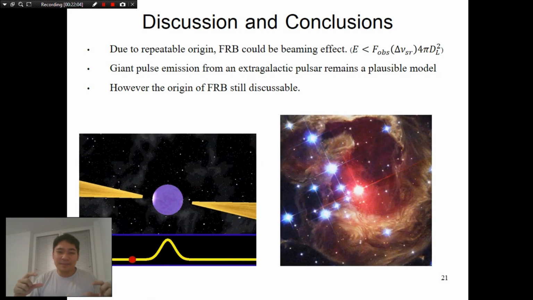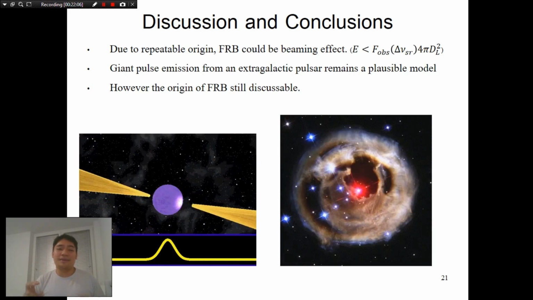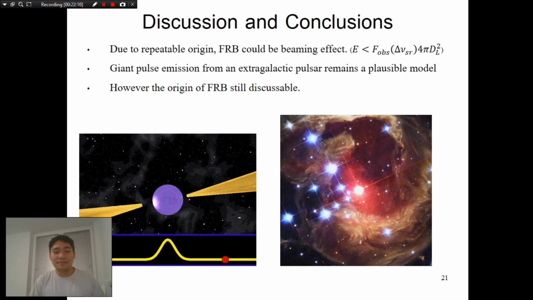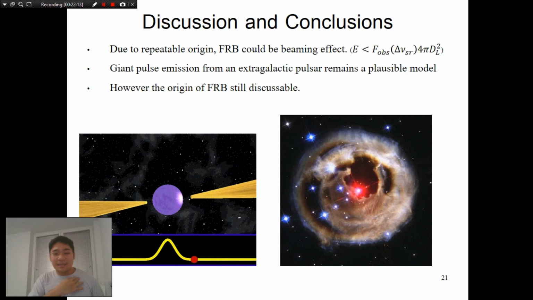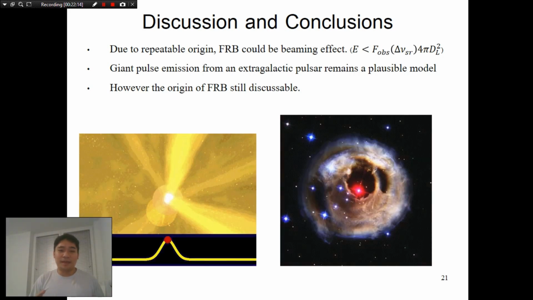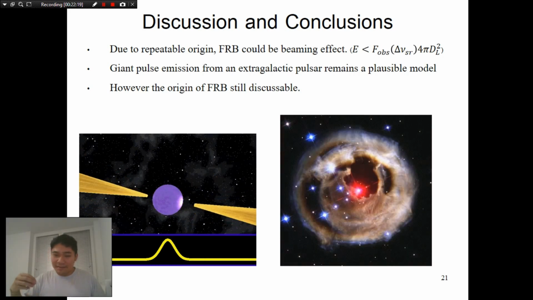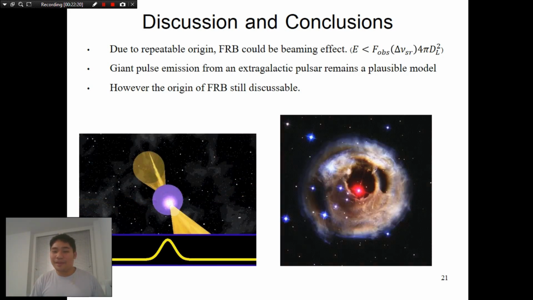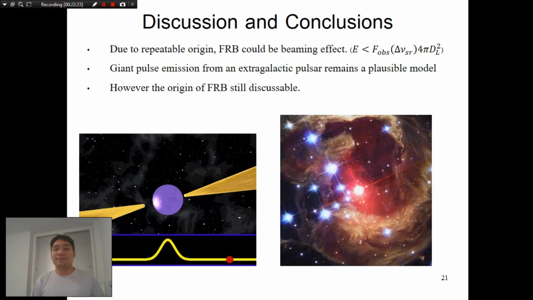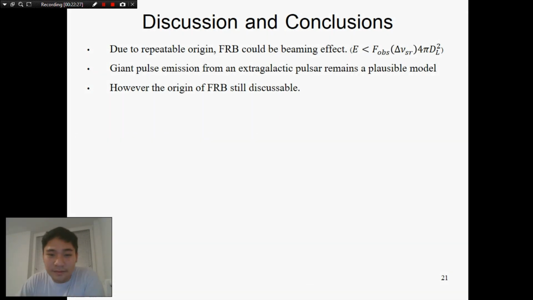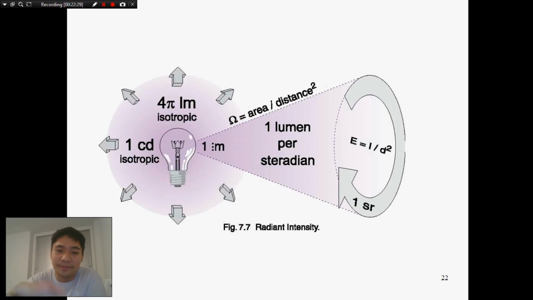A good example of a beaming effect is a giant powerful pulsar that we have studied a lot before, and it might be a galactic pulsar that gives a very luminous burst. However, the origin of the FRB is still debatable. So let me go into a bit more detail about the beaming effect.